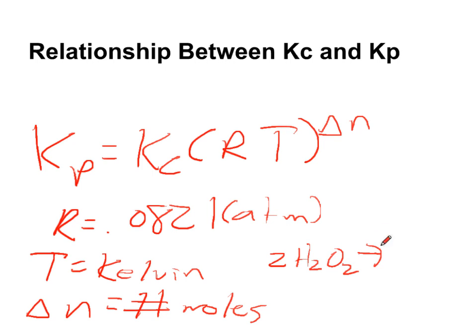So for this equation of 2H2O2 decomposing to 2H2O and O2, let's pretend that these are all gases. Delta N for this would be 2 plus 1 is 3, minus the 2 over here, so delta N would be 1. It's the sum of the moles of the gas products minus the sum of the moles of the gas reactants.